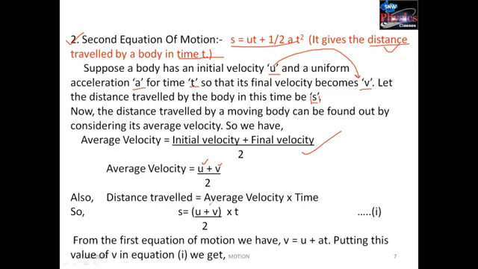The distance traveled by the body is average velocity into time. v is equal to distance by time, so we can write distance is equal to velocity into time, average velocity into time. Now we put the value of average velocity here: s equal to u plus v by 2 into time. Let it be equation 1.